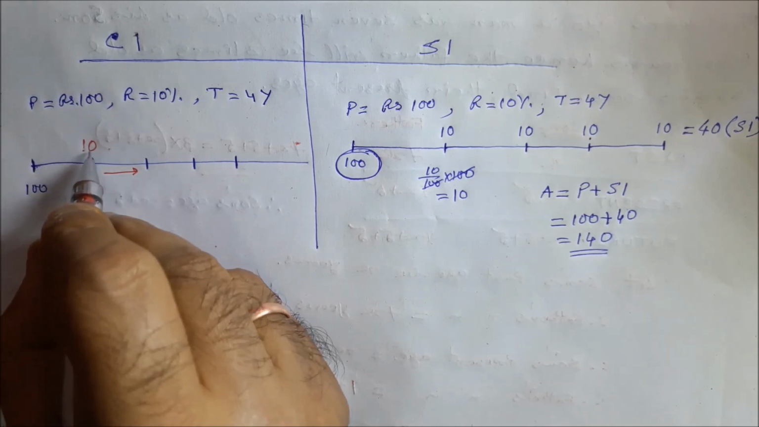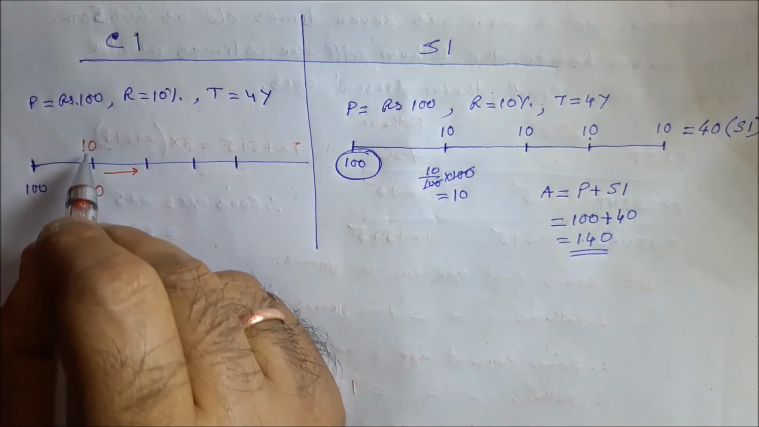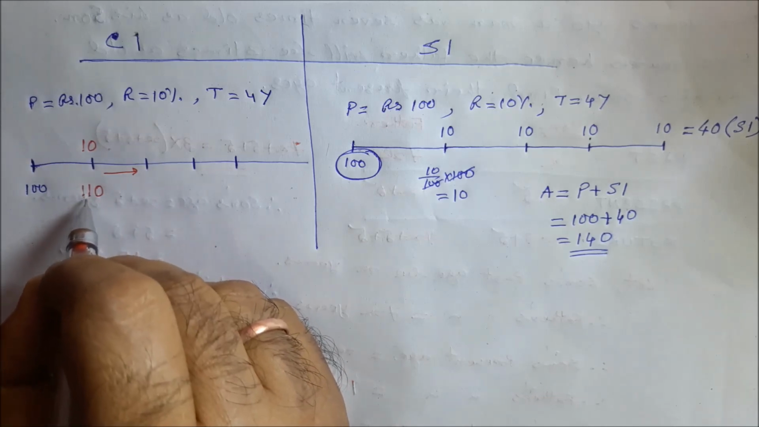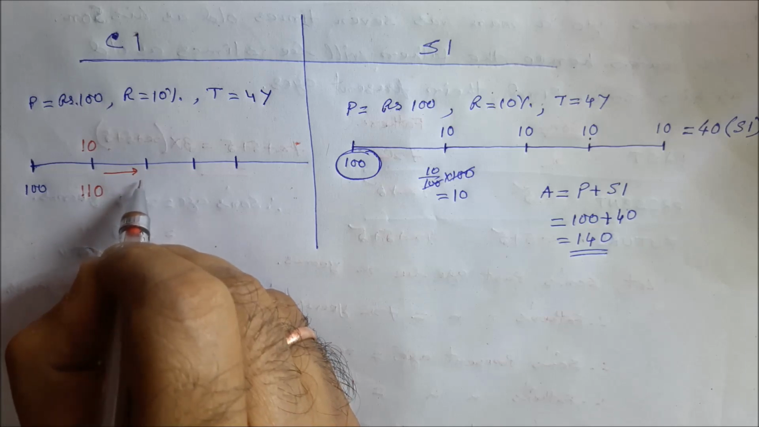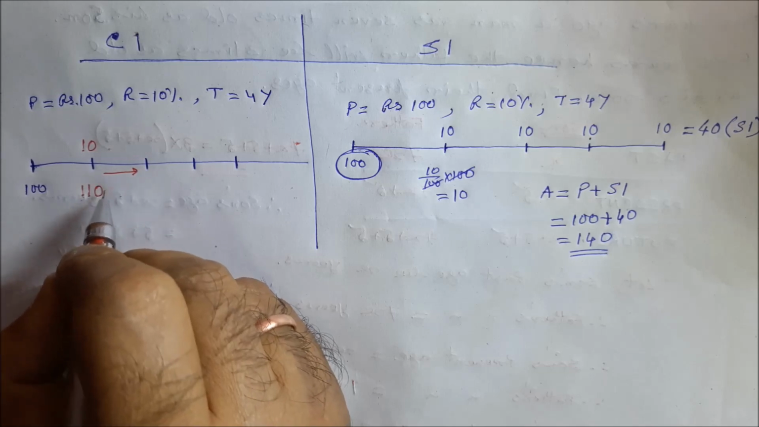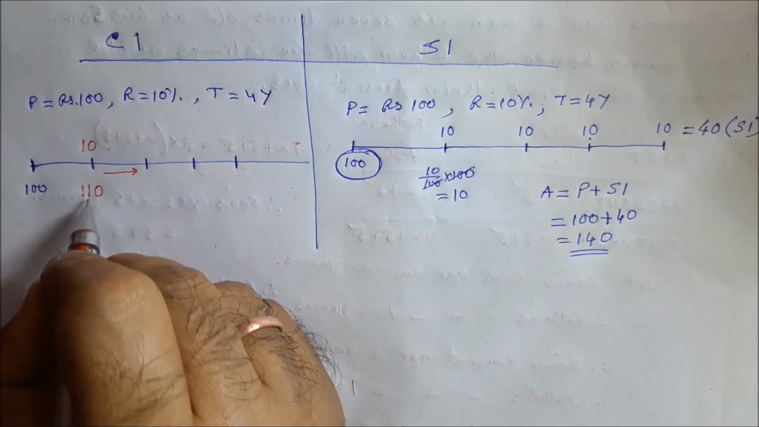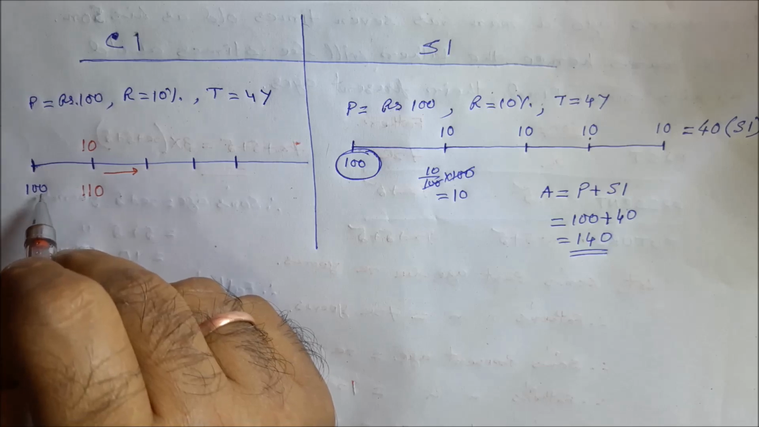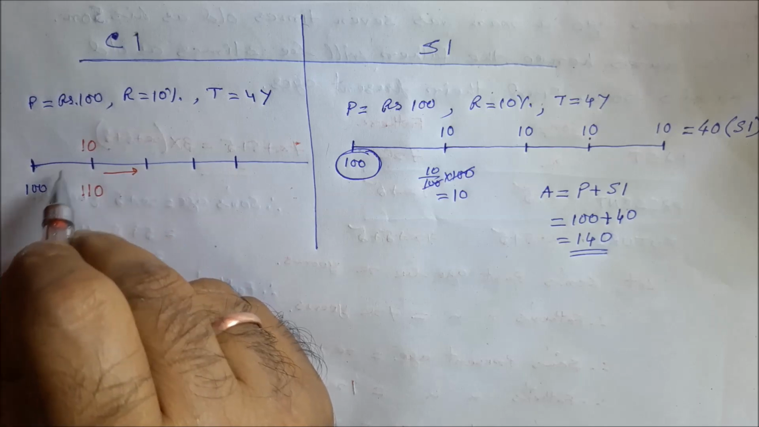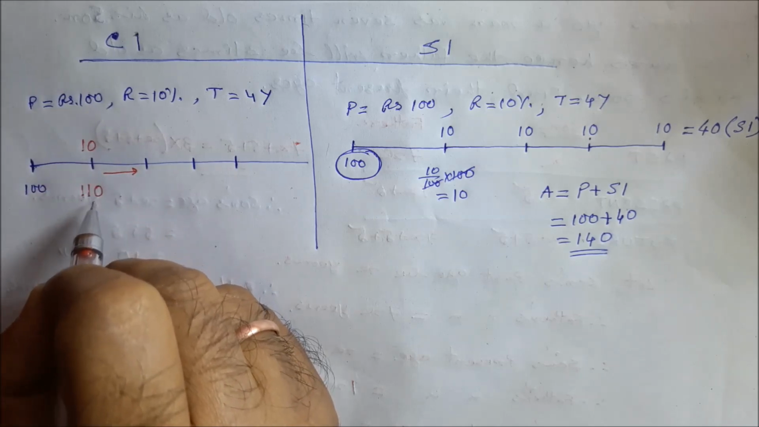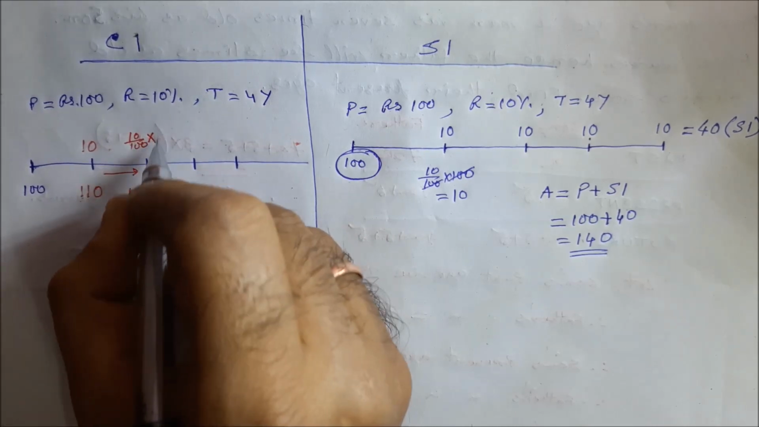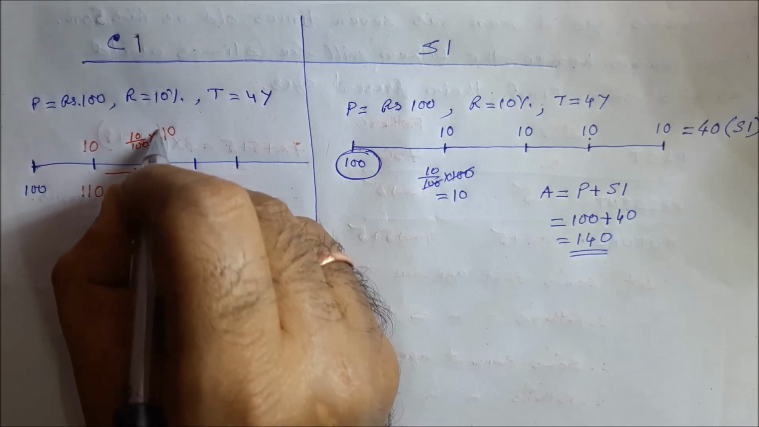After 1 year, the interest amount will be added to the principal amount and the principal will become 110 for the second year. Are you getting? For the second year, the principal has been changed. In case of compound interest, that has become 110 rupees because 100 rupees is the principal and 10 rupees is the interest after 1 year. So 100 plus 10, that means 110 rupees will be the principal for the second year. So 10% of 110 instead of 100.